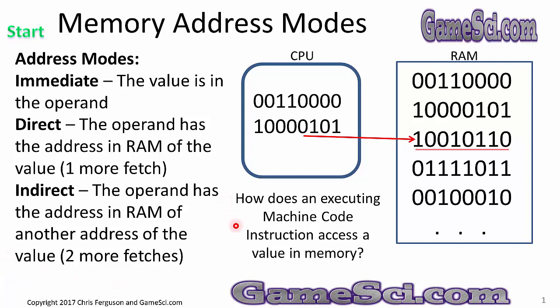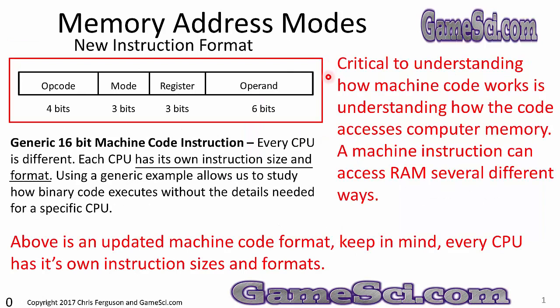How does executing a machine code instruction access a value in memory? That's what memory address modes tells us. How do we go out to RAM and get the values we need in order to do our operations? Critical to understanding how machine code works is understanding how the code accesses computer memory. A machine instruction can access RAM several different ways.